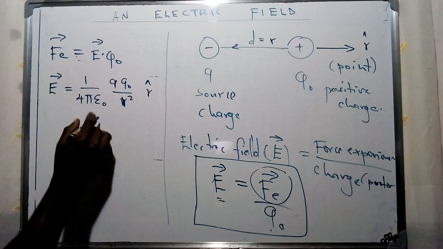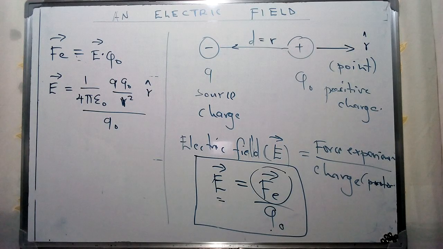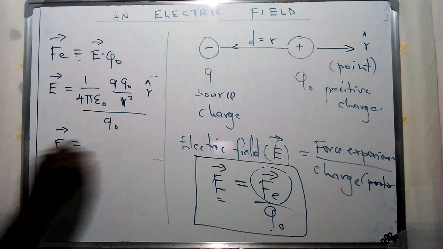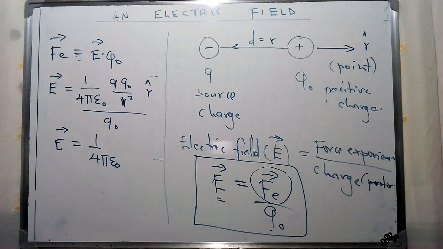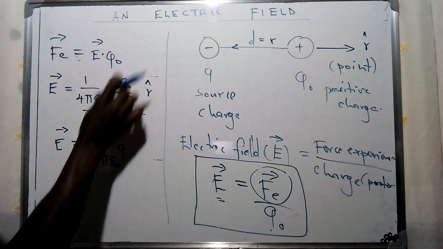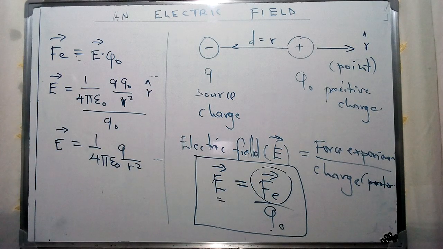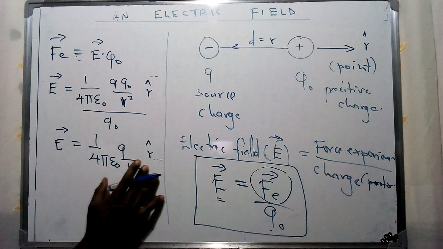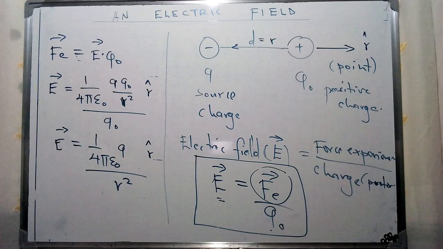Therefore, in order for us to get the field, we divide this by Q naught. If we look at this, it is going to be simplified into a version of the electric field given as 1 over 4 pi epsilon naught, and then we have Q. So Q naught cancels out, and this becomes Q over R squared, with the unit vector. So this is given as Q over the square of R.